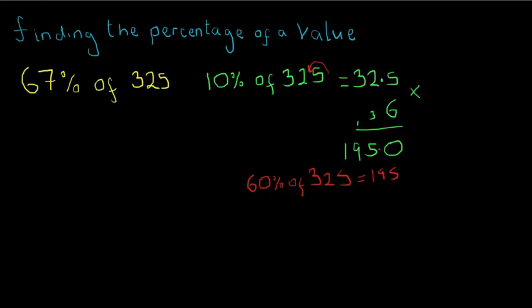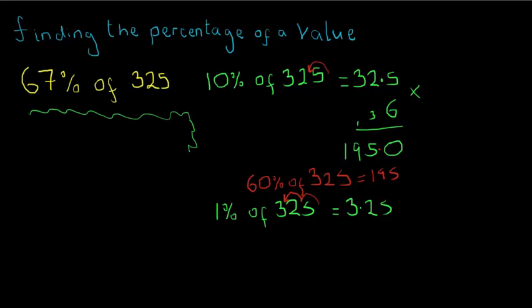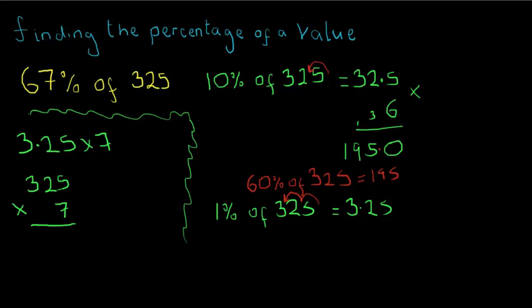Well, that's straightforward because we know from the 1% rule that to find 1% of a number, like 1% of 325, we simply move the decimal place 2 places to the left, and we can therefore see that 1% of 325 is 3.25. We now want to find 7%. Well, 7% must be 3.25 times 7. So I'll ignore the decimal, 325 times 7. I'm using the column method here. Then I'll put the decimal back in once I finish.